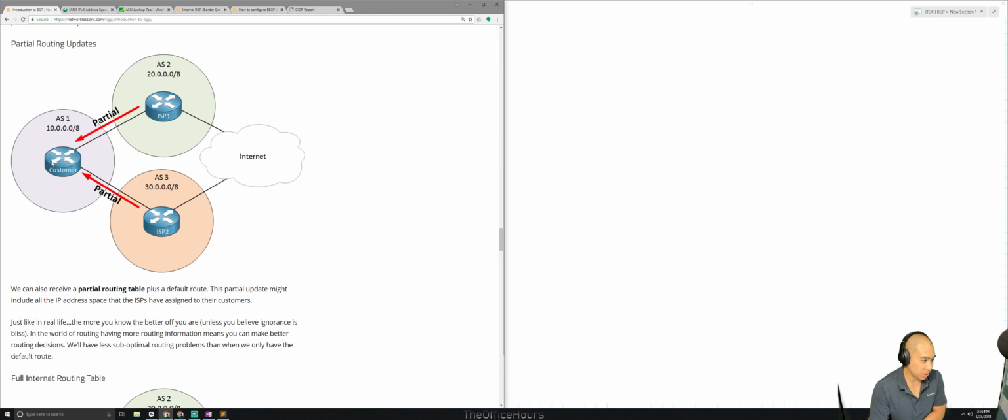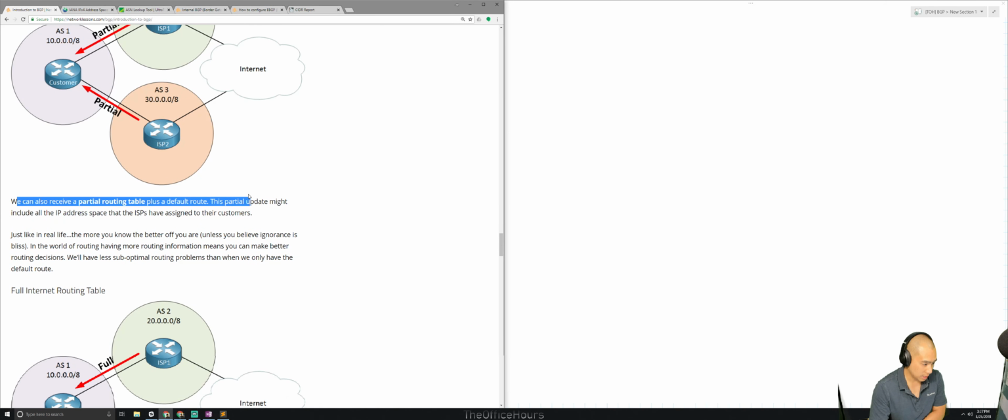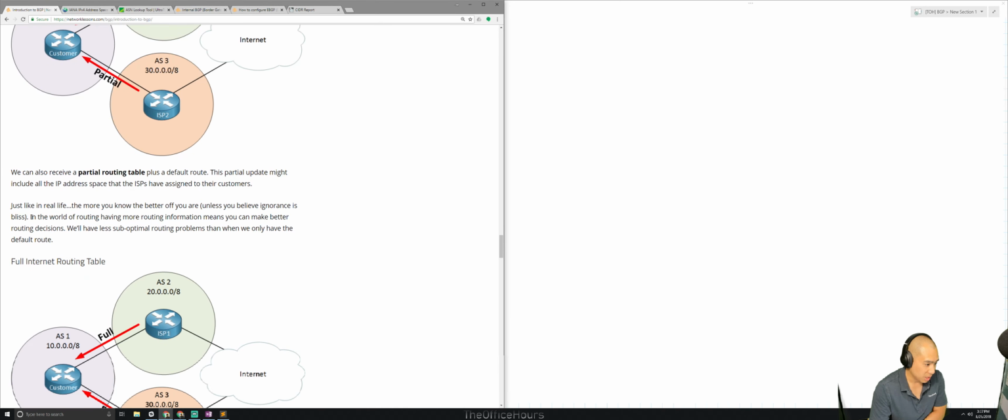So second option is to send a partial routing table of the internet to the customer from both ISPs. In addition to the default route, this partial update might include all IP addresses that the ISPs have assigned to their customers. Just like in real life, the more you know, the better off you are. Unless you believe ignorance is bliss. In the world of routing, having more routing information means you can make better routing decisions, and have less suboptimal routing problems than when we only have the default route.